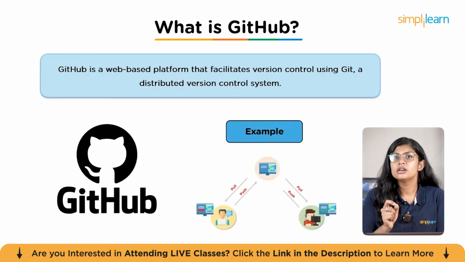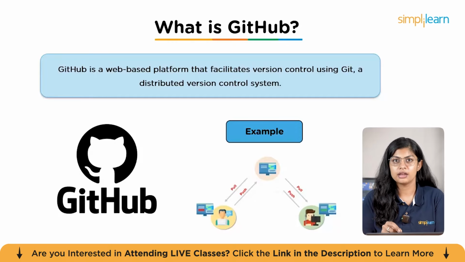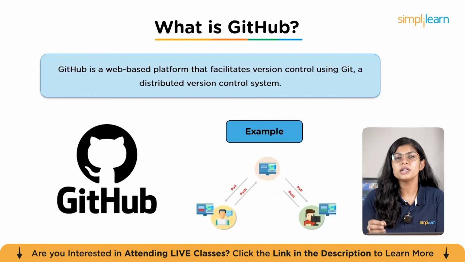For example, a development team uses GitHub to collaborate on a new web application. One team member works on the user authentication feature while another works on the UI. They both use branches, and once the feature is complete, they create a pull request for others to review the code before merging it into the main branch. So now we know what Git and GitHub are.